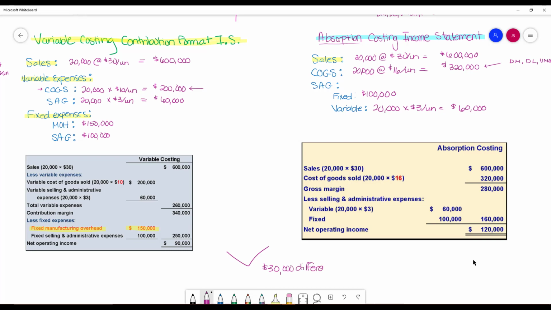And where is that $30,000 difference coming from? It's coming from the fact that in this case we ended up with units left over in inventory at the end of this year. And those ending units have cost attached to them under absorption costing that they don't have attached to them under variable costing. So we're going to pause here and continue on with the part 3 video to see how to do the reconciliation of these two net operating incomes when comparing variable costing to absorption costing.